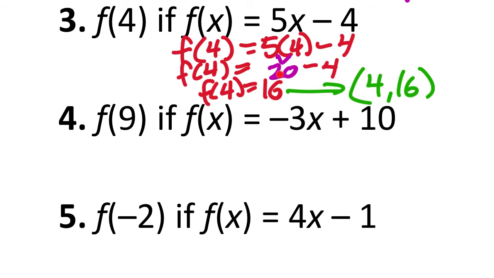Now I showed this extra step. You could have just typed in 5 times 4 minus 4 in the calculator and it would have given you 16. But sometimes it's good to see that work right there.